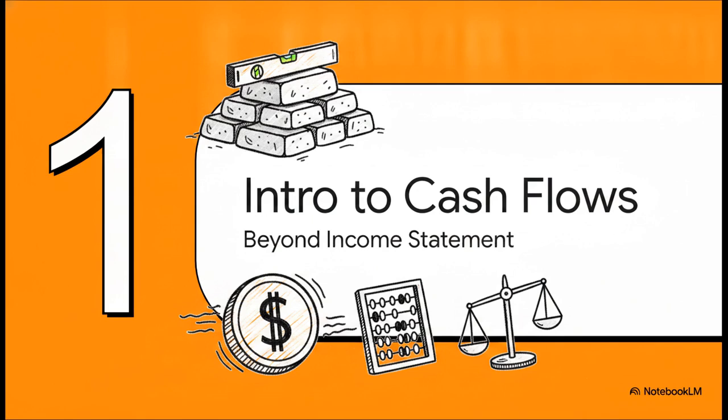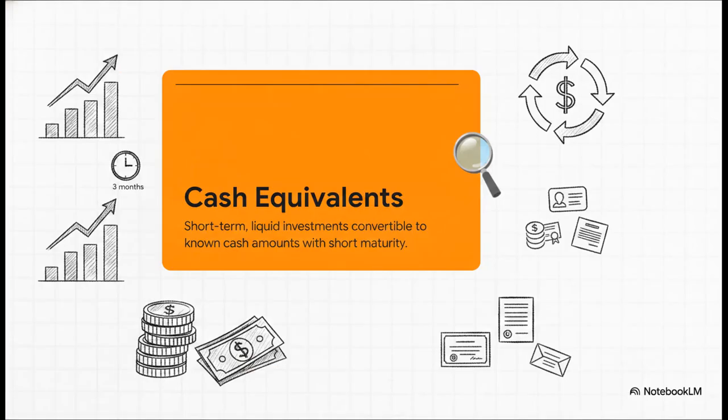Let's start with the absolute foundation and define what exactly we're measuring when we talk about cash. You see, we aren't just talking about stacks of physical cash sitting in a bank vault or a register. We're also talking about what we call cash equivalents. According to the accounting standards, these are short-term, highly liquid investments that can be readily converted into a known amount of cash with almost zero risk of their value changing. The golden rule of thumb here, they've got to have a short maturity of 3 months or less from the date of acquisition. Think short-term marketable securities.